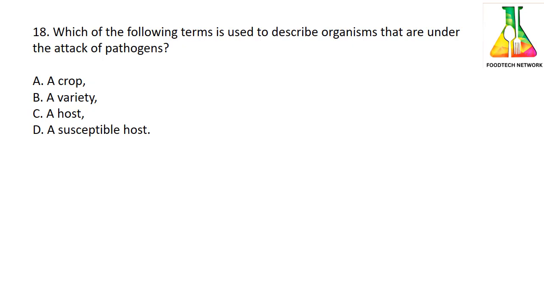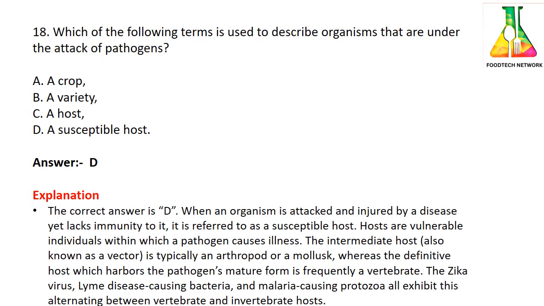Which of the following terms is used to describe the organisms that are under the attack of a pathogen? Option A, crop; option B, variety; option C, host; and option D, susceptible host. So the right answer is option D. It is a susceptible host. When an organism is attacked and injured by a disease yet lacks immunity to it, it is referred to as a susceptible host. Hosts are vulnerable individuals within which a pathogen causes illness.